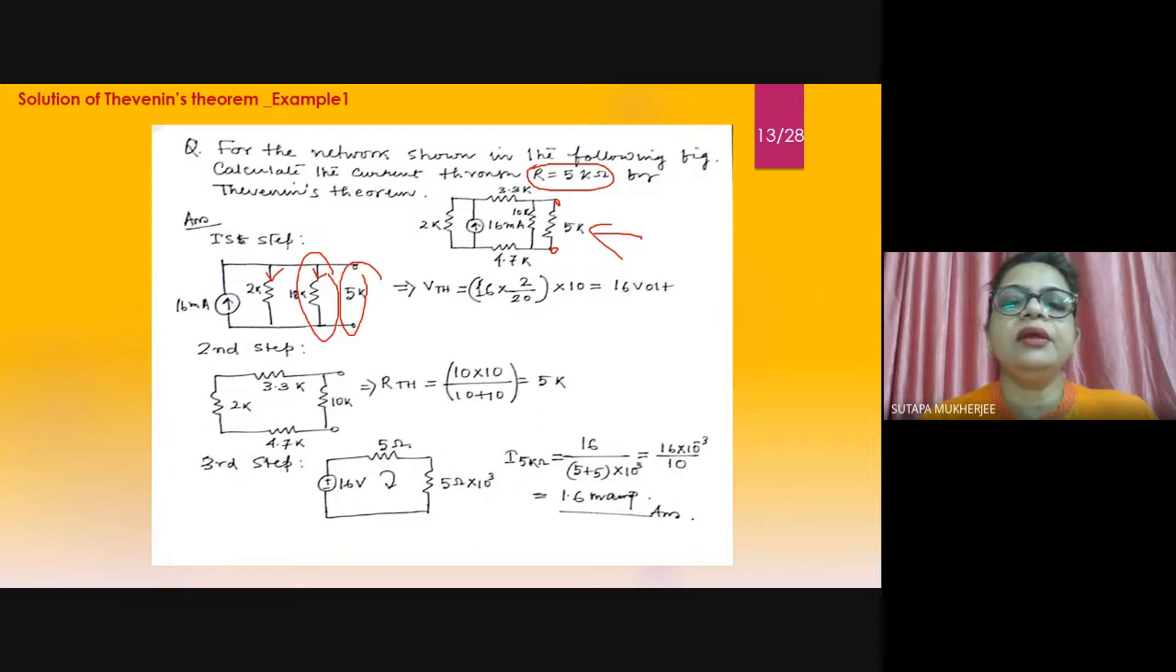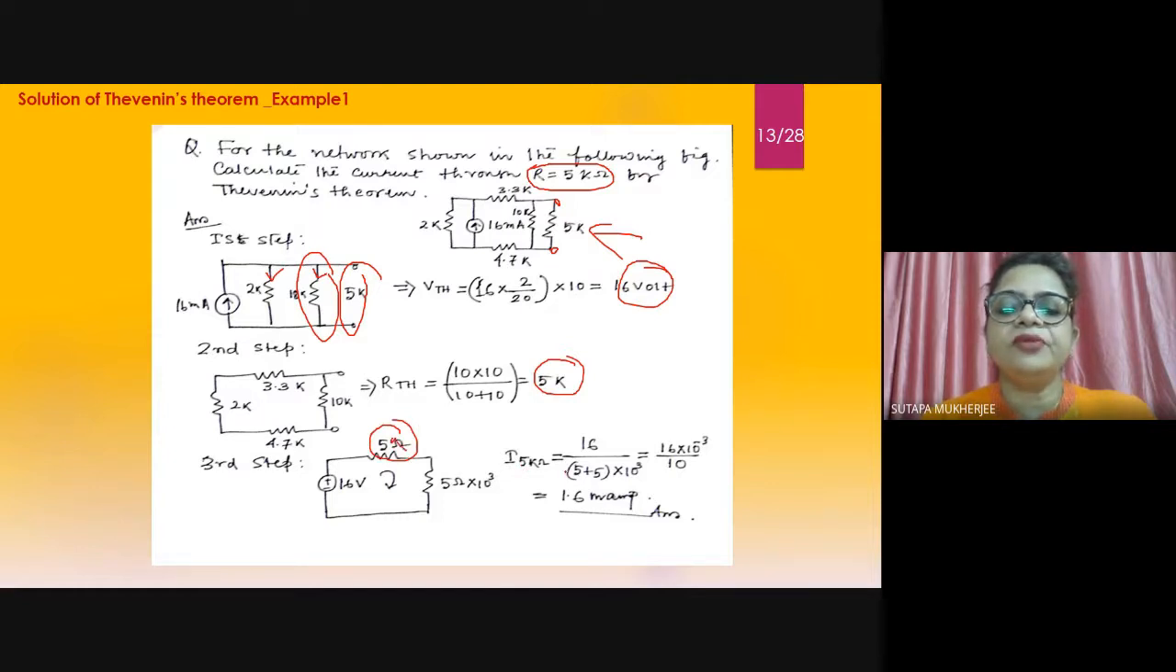And 5 ohm is there. Where is it? 5 ohm, where is 5 ohm? 16 volt is the Thevenin's source, and this is the load. I am sorry, 5 into 10 to the power 3, that is 5k, and this 5 ohm will be basically 5 into 10 to the power 3, RTH. This is 5k, right?